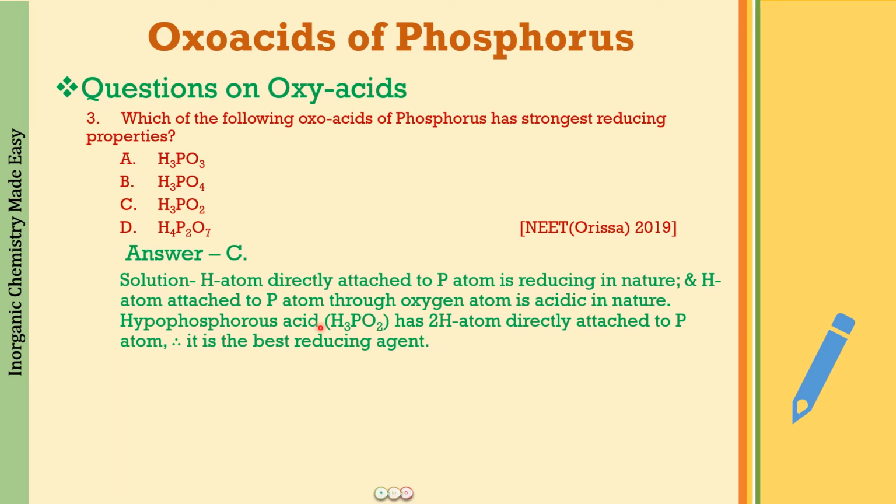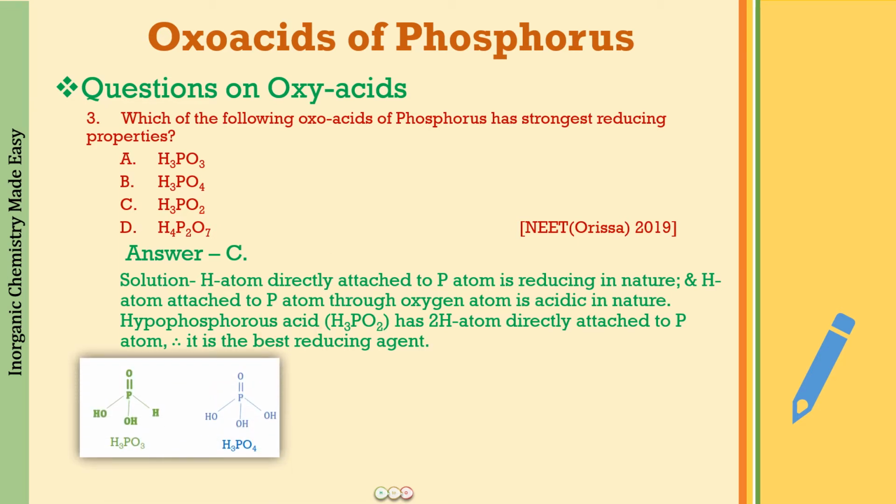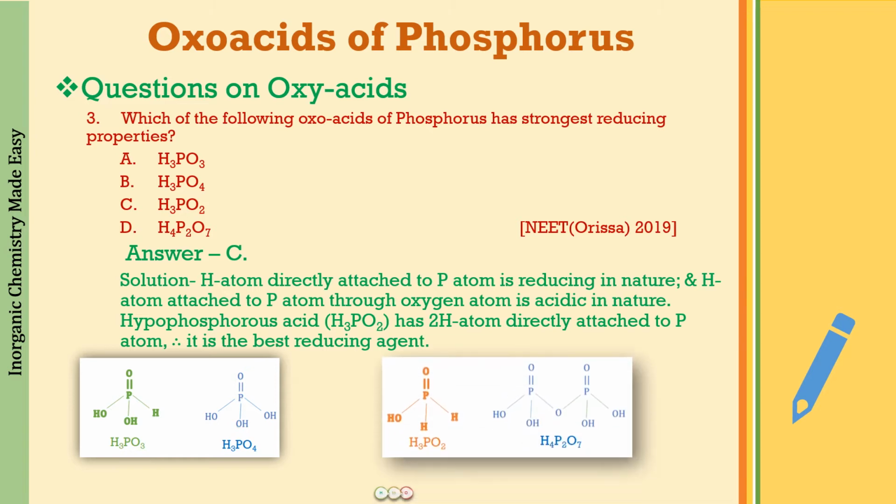Right? So hypophosphorus acid, if you look at the structure once again, for all these compounds, you will see that it is hypophosphorus acid, which has two hydrogens bonded directly to phosphorus as P-H bonds, right? In H3PO3 there is going to be one P-H, in H3PO4 there is no P-H, and in H4P2O7 also there is no P-H, right? So here we have two P-H bonds. Therefore, this is going to be the strongest reducing agent.